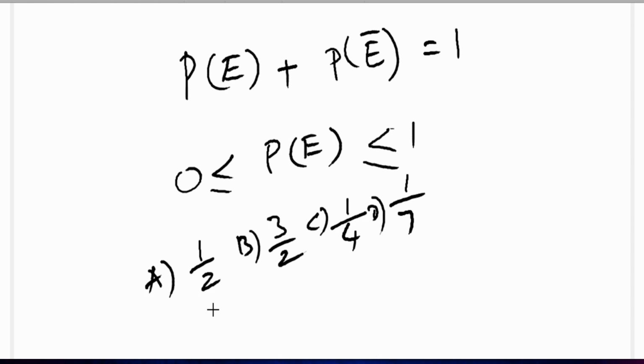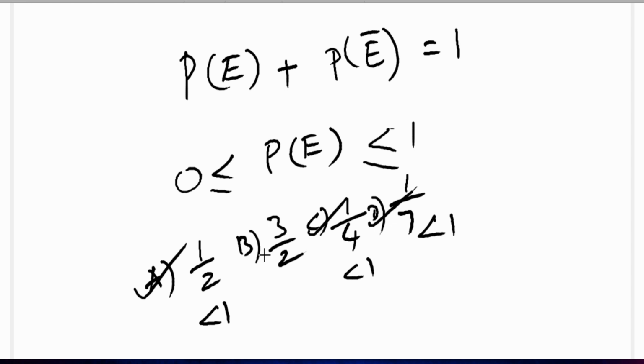Among these 4 options, which does not represent the probability of an event? 1 by 2 is less than 1, correct? So, it is a probability of an event. 1 by 4 is less than 1 because it is 0.25, it is also a probability of an event. 1 by 7 is around 0.12, which is also less than 1. So, it is an event.